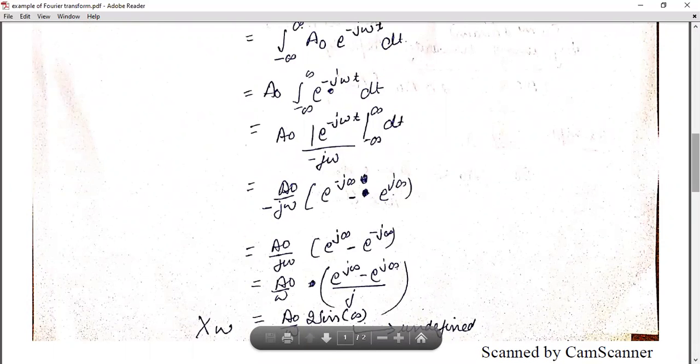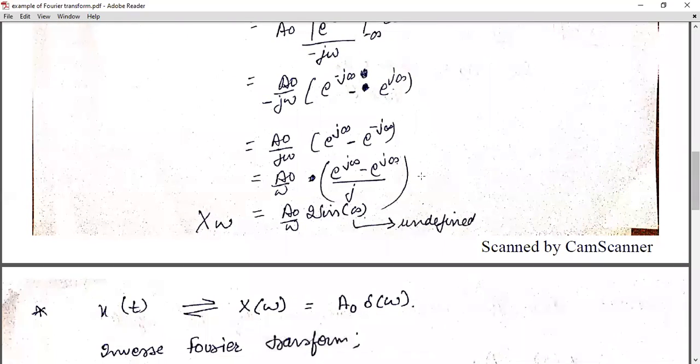So we know the formula, we can write x of omega is equal to a naught over omega times 2 sine of infinity, because this is the formula for sine theta: e raised to j theta minus e raised to minus j theta divided by 2j is equal to sine theta. So we get 2 sine of infinity. But we know sine of infinity is an undefined value. We cannot define the value of sine at infinity.